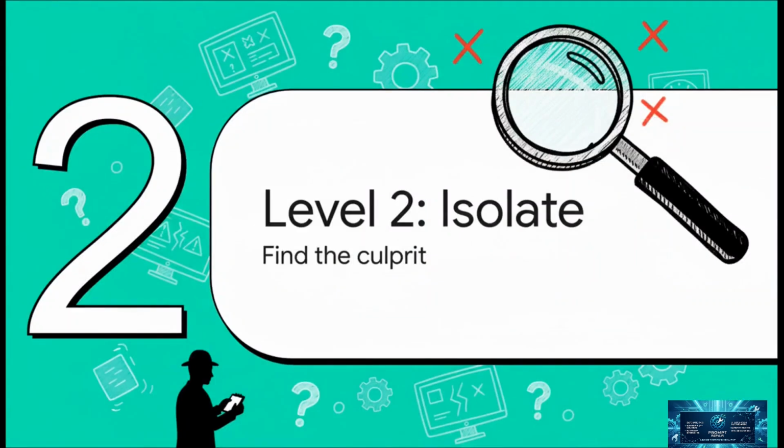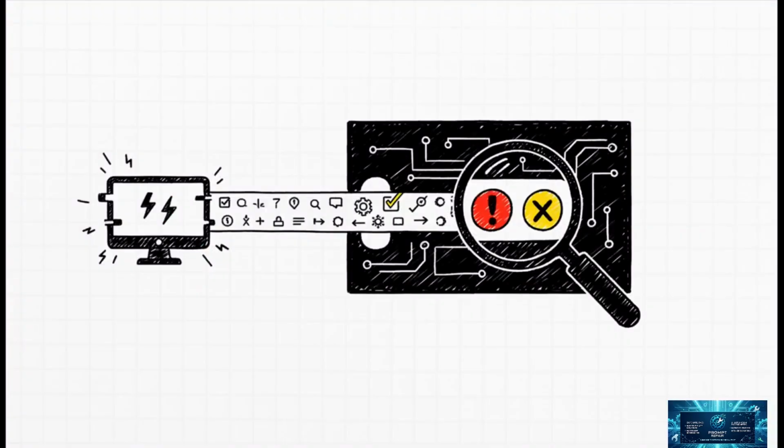All right, let's move on to level 2. Now that we know how to get into a stable environment, it's time to put on our detective hats and start looking for clues. We're going hunting for the actual culprit. So, where do we find these clues? In the Windows Event Viewer.